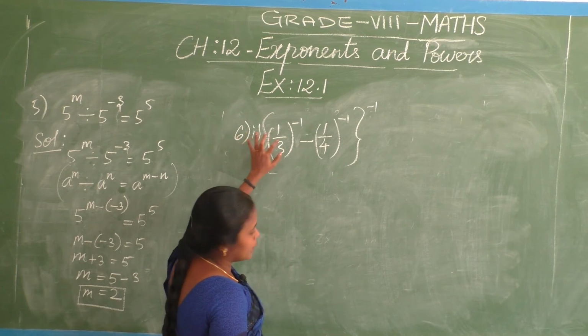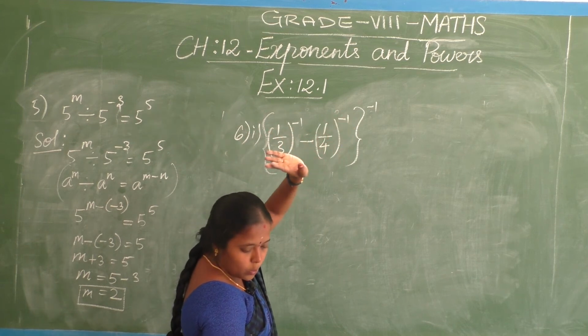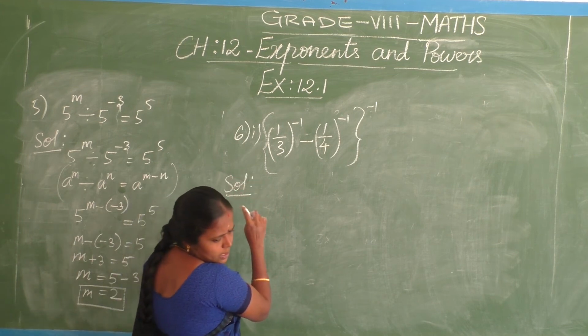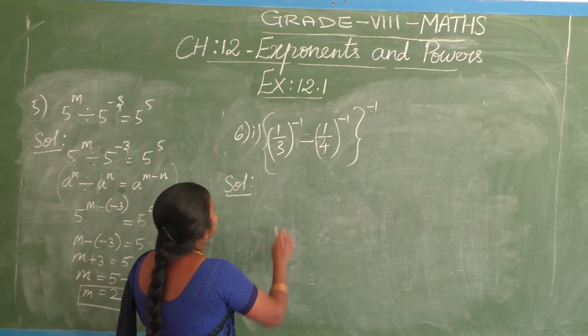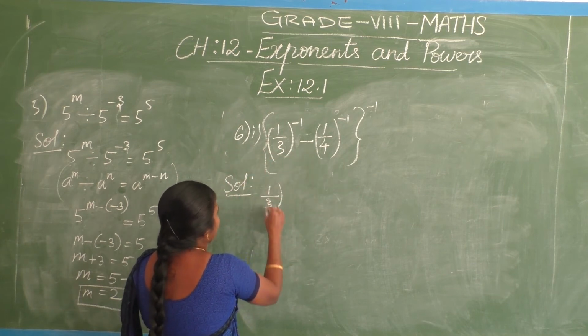See, (1/3)^-1 minus (1/4)^-1, the whole to the power minus 1. So, step by step solve. Heading is simplify. What to do? First take the inner part, (1/3)^-1.